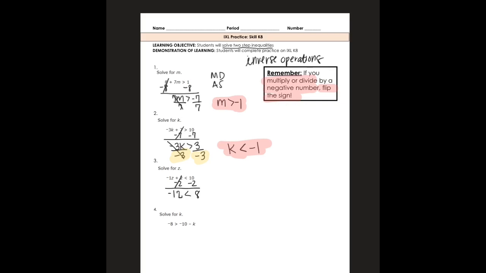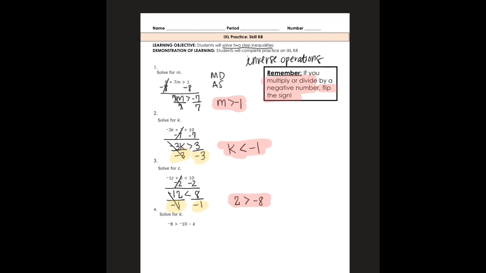And now I need to solve for z still, so I need to divide by negative 1 because the opposite of multiply by negative 1 is divide by negative 1. Since I am dividing by a negative number, I need to flip the sign. So z is greater instead of less. It's greater than 8 divided by negative 1, which is negative 8. And this is my final answer.